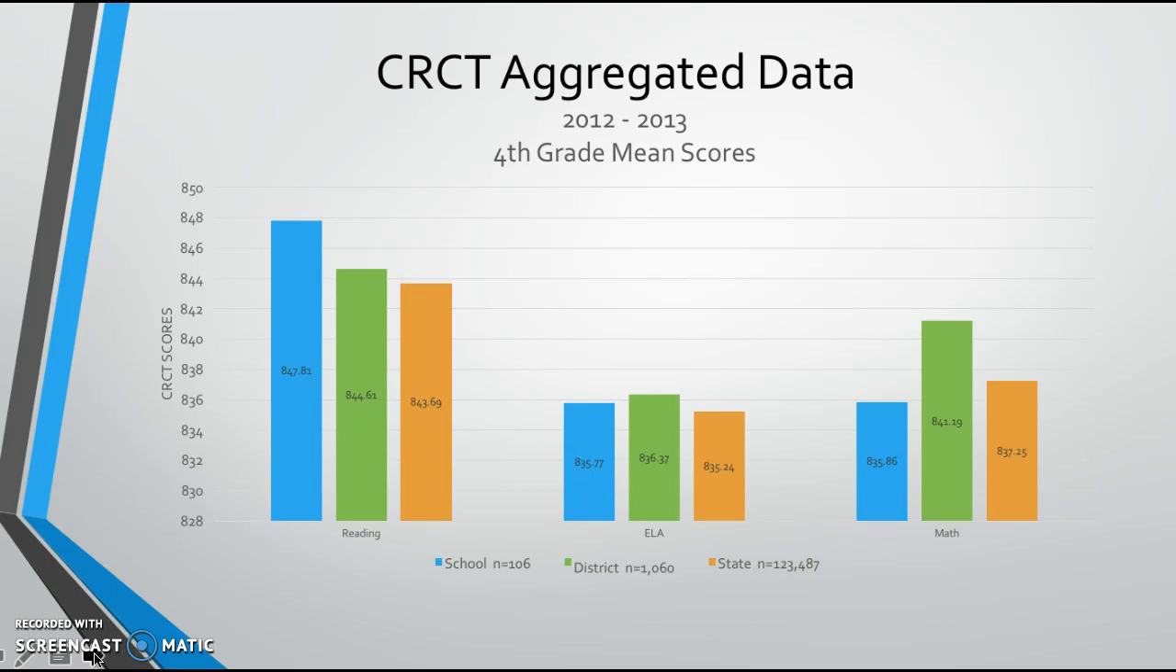This is 2012-2013 CRCT data. You may notice that the school is outperforming the district and the state in reading only. You may also notice the reading scores dropped in 2013-2014. The ELA and math scores were still below the district and state.